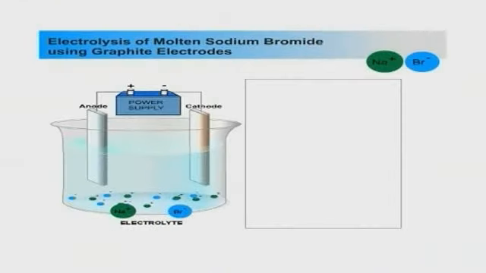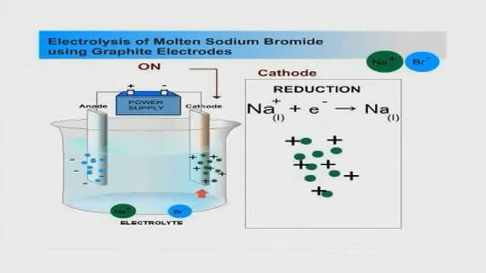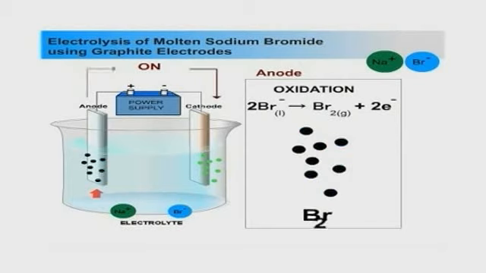The first thing you must do is identify the ions that are present. In the case of molten sodium bromide, only two ions are present, sodium and bromide ions. At the cathode, sodium gains an electron and is reduced. At the anode, each bromide ion loses an electron and is oxidized. At the cathode, the sodium ion gains electrons, while at the anode, electrons are given up by the bromide ion.